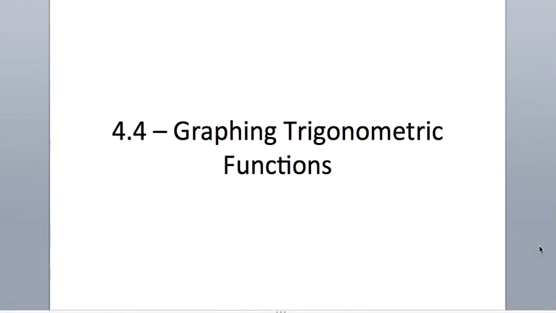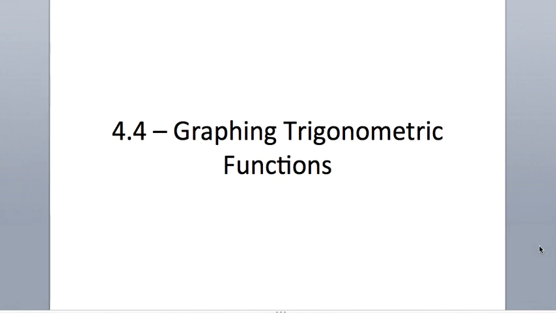Hello everybody, we're going to look today at section 4.4, graphing trigonometric functions. We're going to use what we already know about the sine, cosine, and tangent based on our special triangles and the unit circle to try to come up with a picture of what that graph is going to look like.